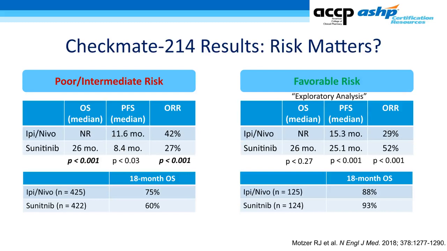In fact, numerically, it appears that sunitinib is better than ipilimumab and nivolumab. But of course, this is an exploratory analysis that they decided to do halfway through the study, so there is no formal statistical analysis testing here. But clearly a trend that sunitinib is likely better than ipi-nivo in favorable risk patients, which is why we see ipi-nivo in the guidelines as a preferred first-line treatment only for poor and intermediate risk and not for favorable risk.